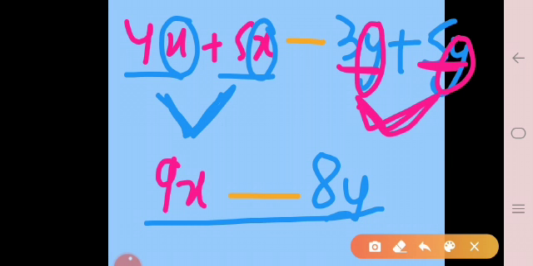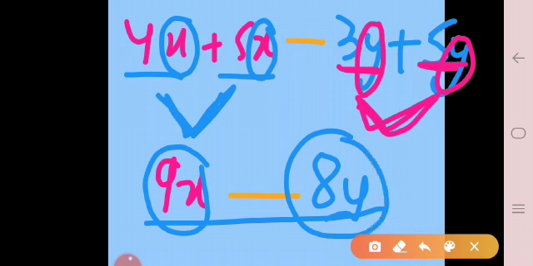Now I can't add or subtract these two numbers. Why? Because these two numbers, they are not numbers actually, they are terms. So why can't I add or subtract these two terms? Because these are from different families. This is X family and this is Y family. So I hope it's clear.